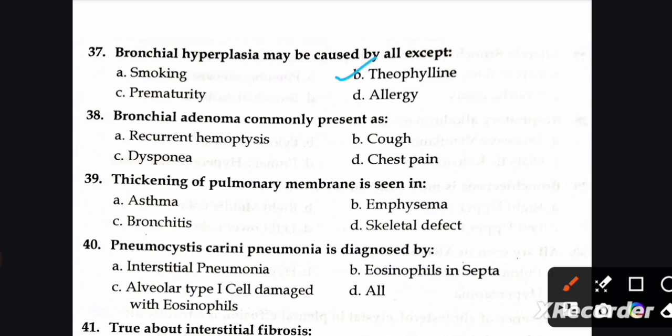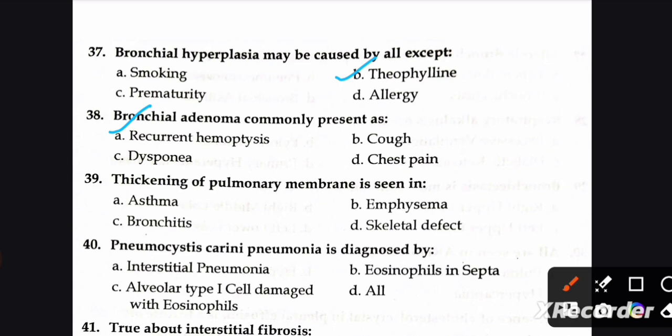Next question is bronchial adenoma commonly present as A recurrent hemoptysis, B cough, C dyspnea, and D chest pain. Right option is A, recurrent hemoptysis.